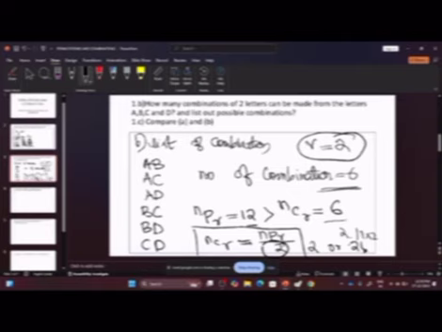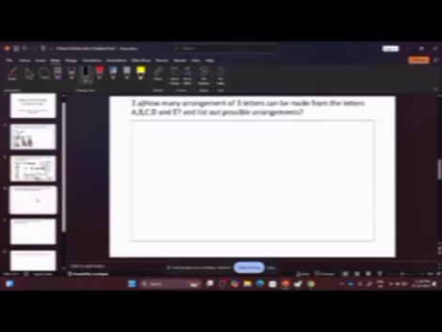So for that, I have also prepared a second set of questions. From that question, we can really confirm whether NCR is NPR by R or NPR by R factorial. Sometimes there is a chance of NCR becoming NPR by R, but there is a higher chance of NCR being equal to NPR by R factorial. So, let's move to the second set of questions. Here they ask us to arrange 3 letters that can be made from the letters A, B, C, D, and E.